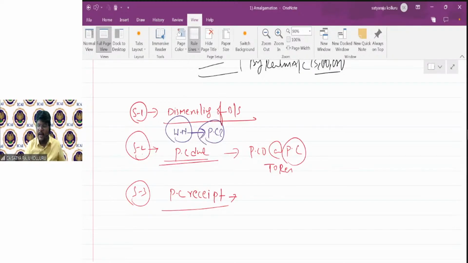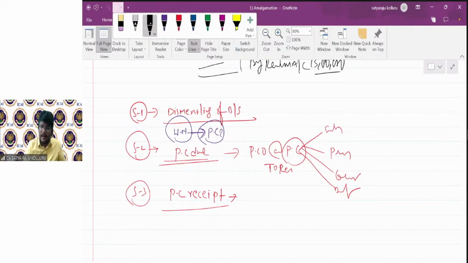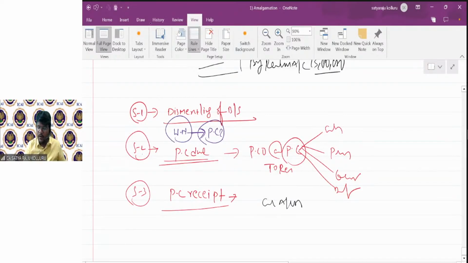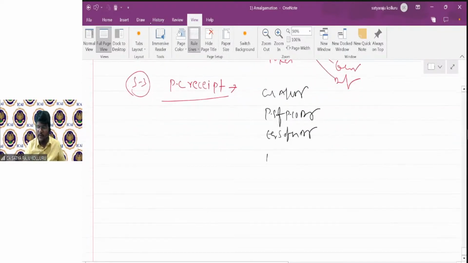Sir, this PC you may receive in the form of cash, preference shares, equity shares, or debentures as well. Once you receive the amount, the entry is cash account debit, preference shares of purchasing company account debit, equity shares of purchasing company account debit, debentures of purchasing company account debit, to purchasing company. This is step number 3, PC receipt. Then you can come to step number 4, PC distribution.